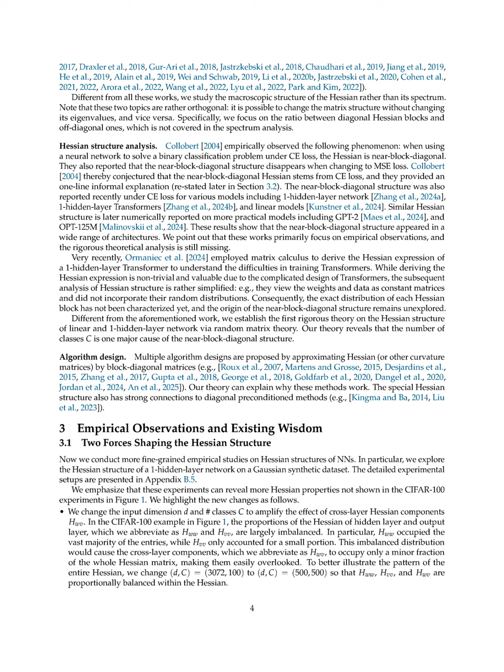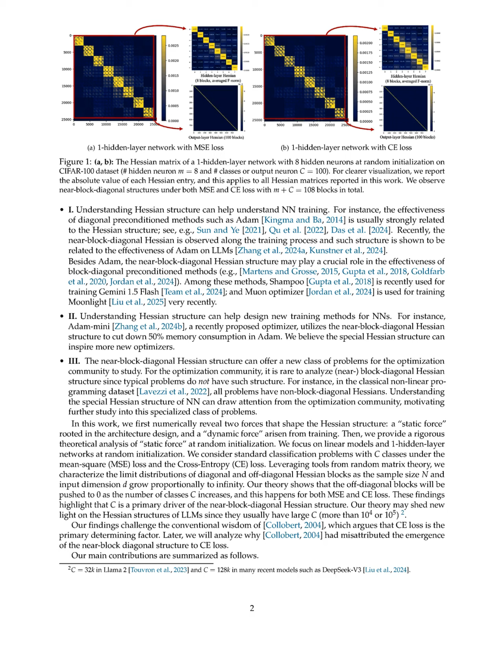The method is validated through a series of empirical studies focusing on the Hessian structure of a one-hidden layer network using a Gaussian synthetic dataset, which allows for generalization beyond specific datasets like CIFAR 100. The experimental design includes varying the input dimension and the number of classes to amplify the effects of cross-layer Hessian components. The study observes the Hessian structure at both random initialization and along the training process, specifically noting the near-block diagonal structures for both mean-squared error (MSE) and cross-entropy (CE) loss functions.